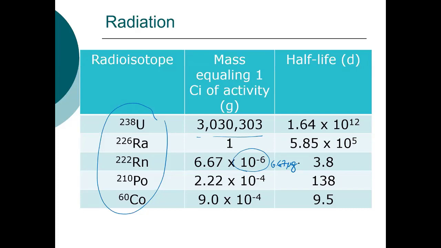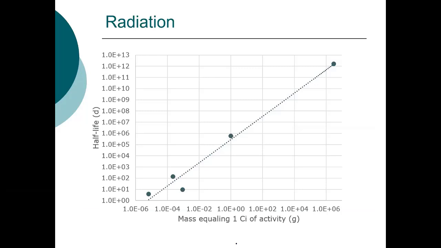Notice here the relationship between the mass equaling 1 curie of activity and the half-life. The greater the mass, the greater the half-life. And you can see that here where I've plotted half-life versus the mass equaling 1 curie. Some discrepancy down here, but you can see that there is a relationship. The greater the half-life, the more mass we need in order to achieve 1 curie.